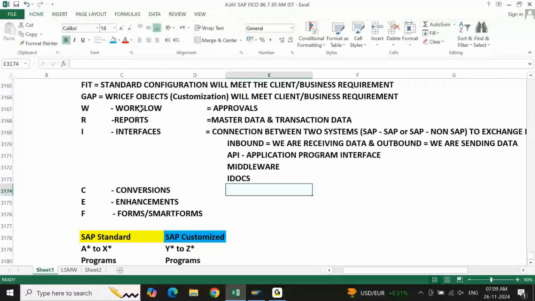In every project, in every client, you will be majorly finding interfaces created. Wherever you go, in every client, in every project, there will be at least one interface.